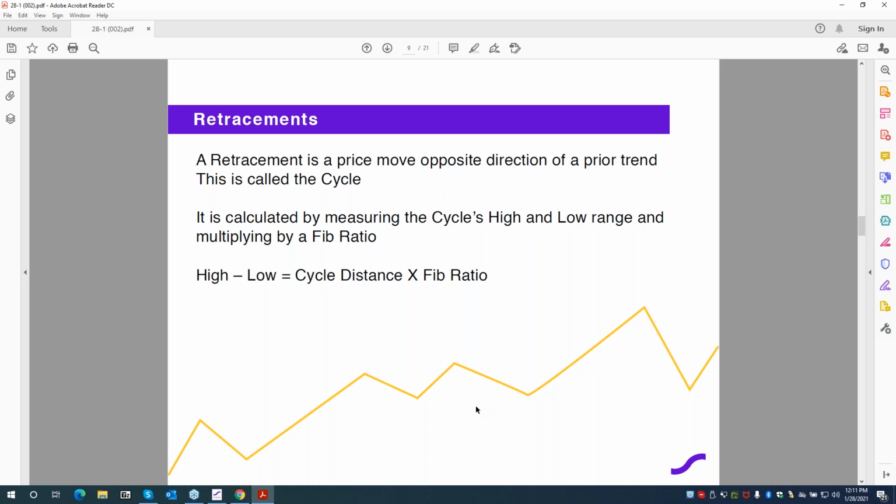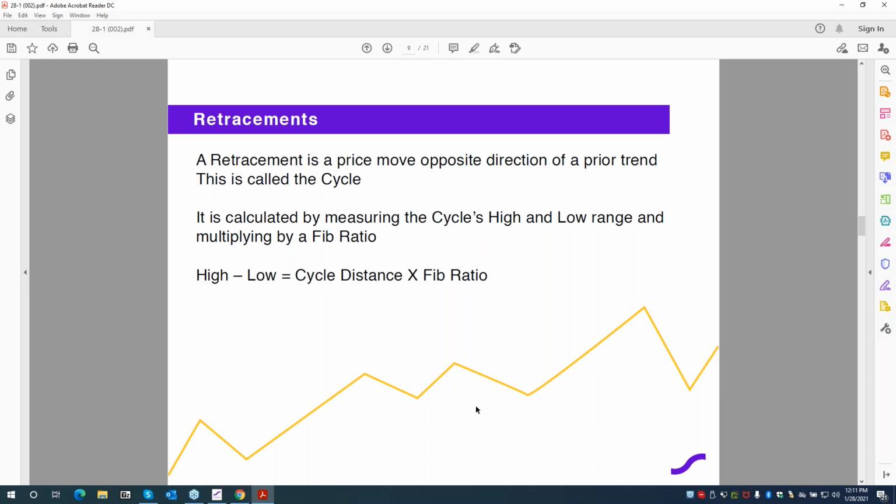A retracement is a price move in the opposite direction of a prior trend. This is called the cycle. So when you have a trend in one direction, you usually have retracements, which is normal. The markets don't only move in one direction, they fluctuate. So we sometimes have some pullbacks during the course of either an uptrend or a downtrend.